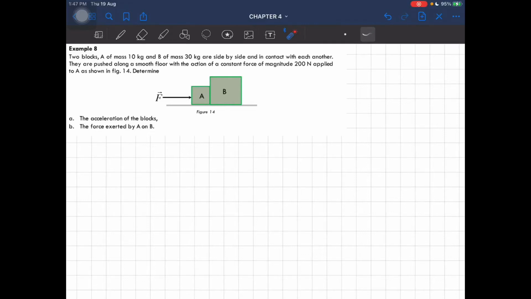Right, final example for this chapter, which is example 8. Two blocks A and B. This one is 10 kilogram, this one is 30 kilogram. Side by side, in contact with each other, which is this one. They are pushed along a smooth floor with the action of a constant force of magnitude 200 Newton applied to A here. Determine the acceleration of the block as well as the force exerted by A on B.